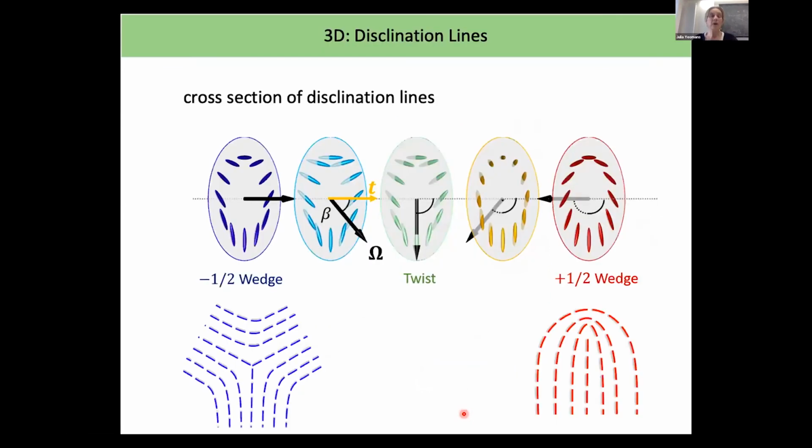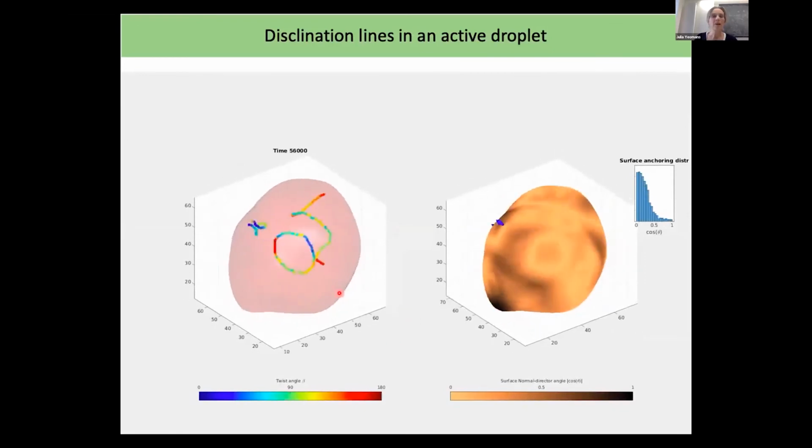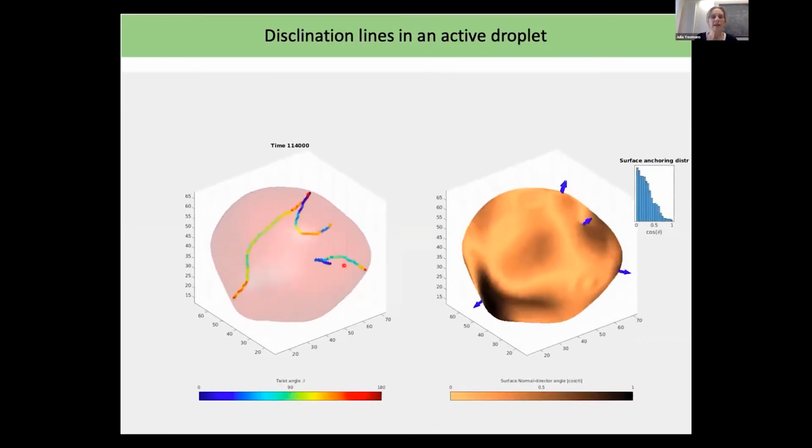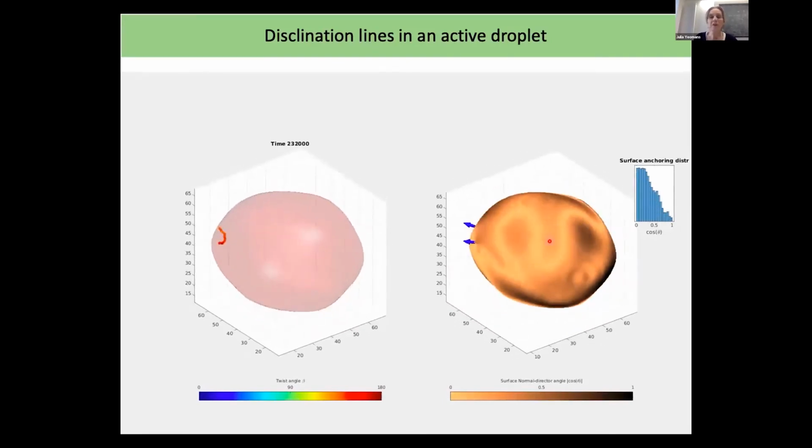Okay, so in 3D, rather than topological defects, one has lines of disclinations. And looking at the cross-section of the lines of disclinations, they can either look like a -1/2 defect, or they can look like a +1/2 defect, or in the middle, they can have a twist configuration where the director twists in and out of the cross-section. And so what happens is that the drops look like this. Here's a droplet, and these things that I'm drawing here are these disclination lines, and the points here are where they cross the surface.